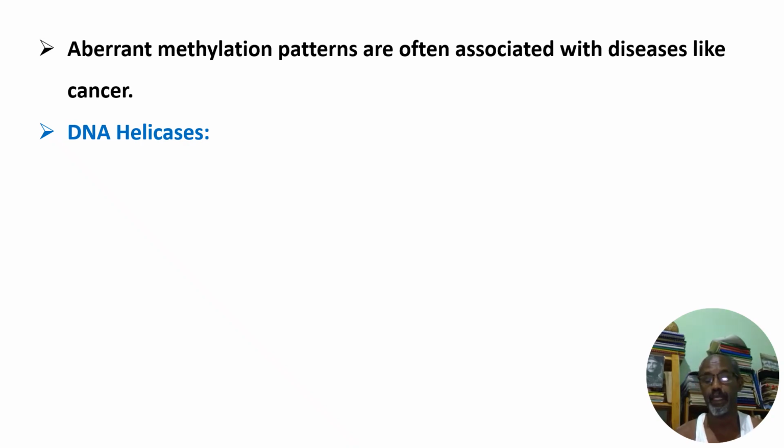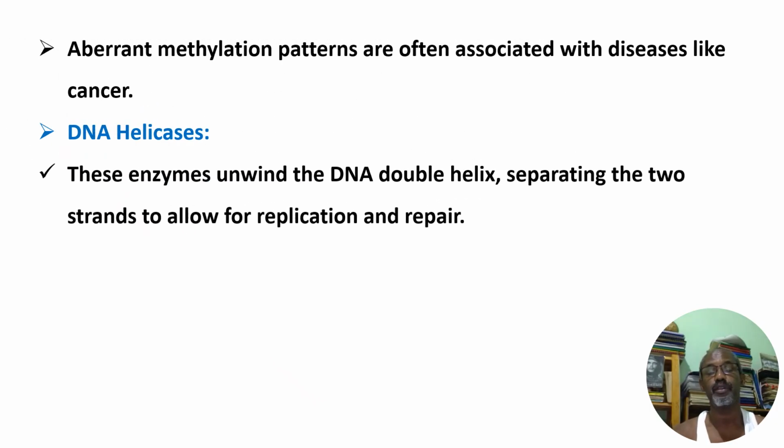The other group, DNA helicases. These are the hydrogen bond breaking enzymes between the complementary bases, between G and C, between A and T in double-stranded DNA molecules. They break the hydrogen bonds to unzip or split open the two strands during DNA replication as well as during transcription, part of the gene expression, of course. These enzymes unwind or unzip, you can say, the DNA double helix, separating the two strands to allow for replication and repair. Repair is also part.